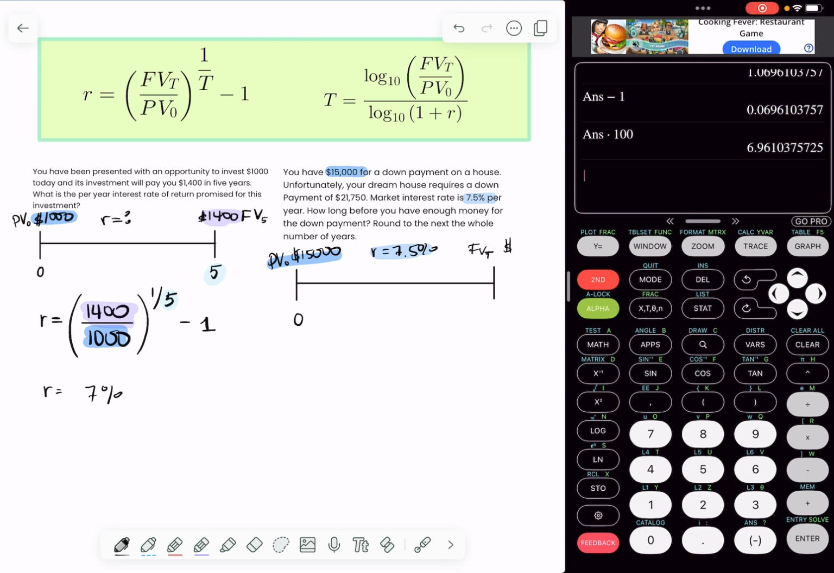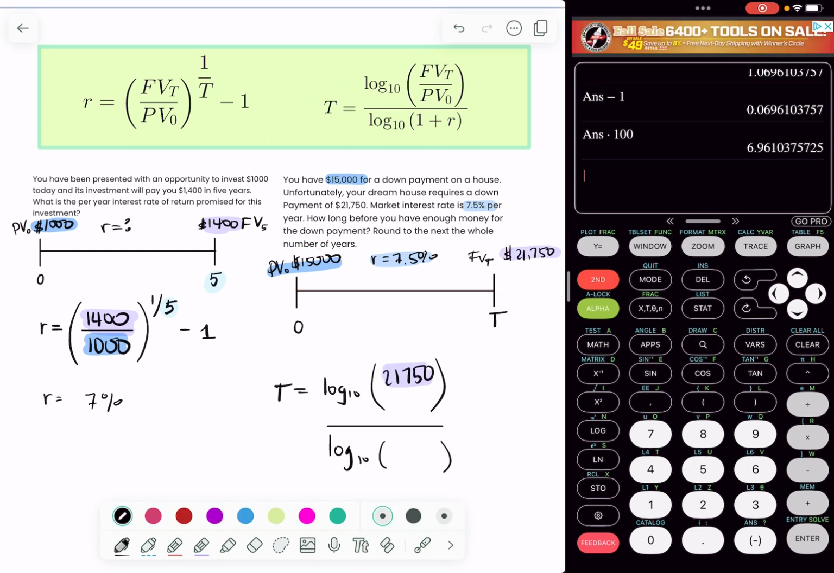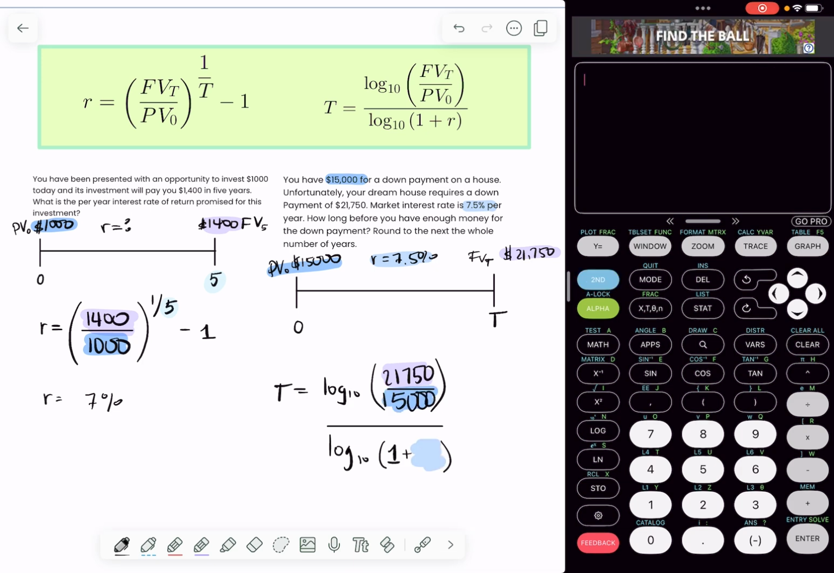So this is $21,750 at time t, but we don't know how long we have to wait until this amount of money with this interest rate compounds to $21,750. So just plug it into the formula. So future value of money is $21,750. Present value of money is $15,000. Our rate, if you're not good with conversion, 7.5 divided by 100, that is 0.075.